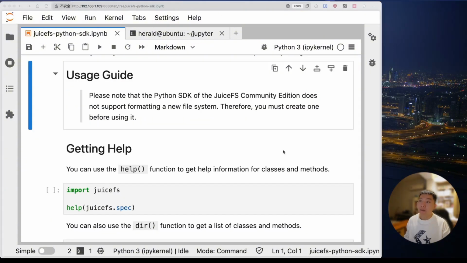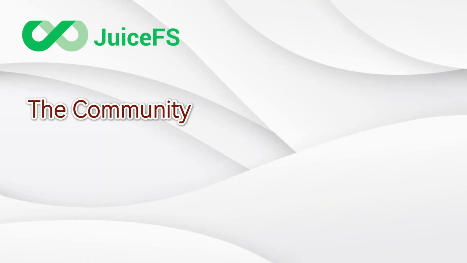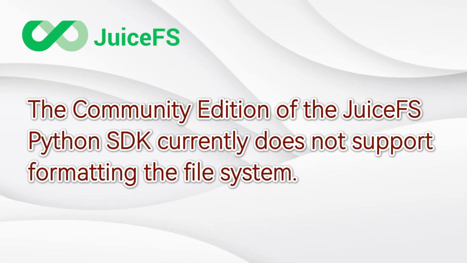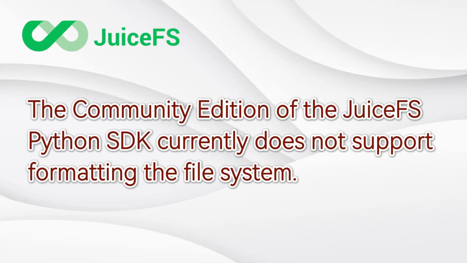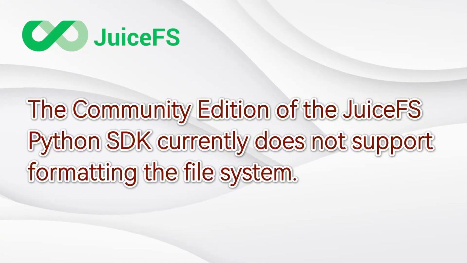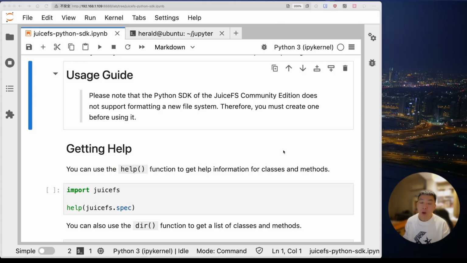Before we get started, there's something to note. The Community Edition of JuiceFS and its Python SDK currently do not support formatting a new file system. Therefore, before using it, you should manually create a file system first, and then use it together with the Python SDK. If you still don't know how to create a file system, you can revisit our first video, where I provided a detailed introduction to the entire process of building a JuiceFS system entirely using cloud computing resources.